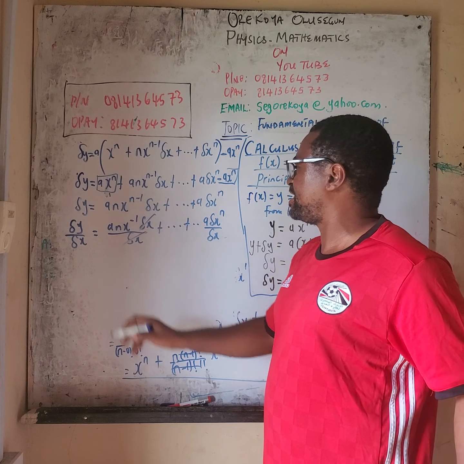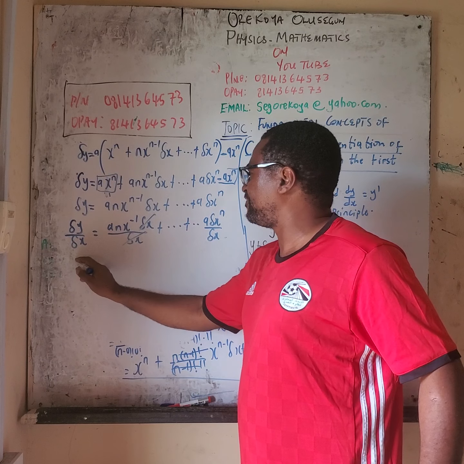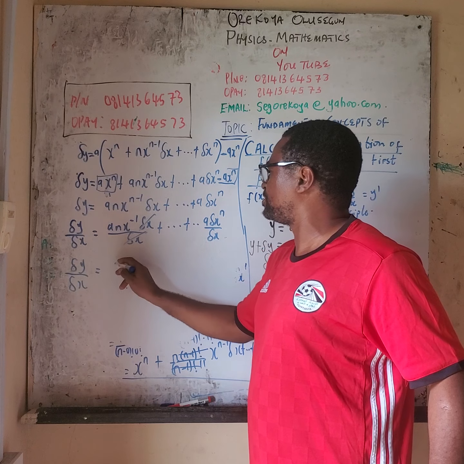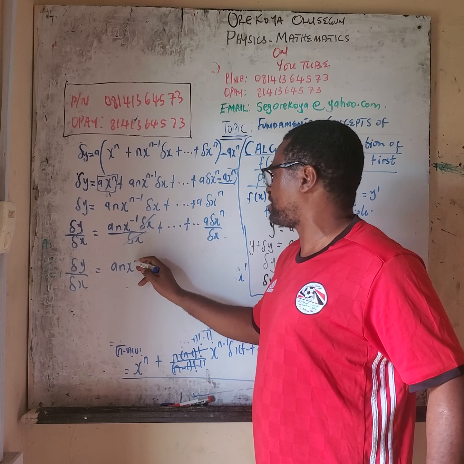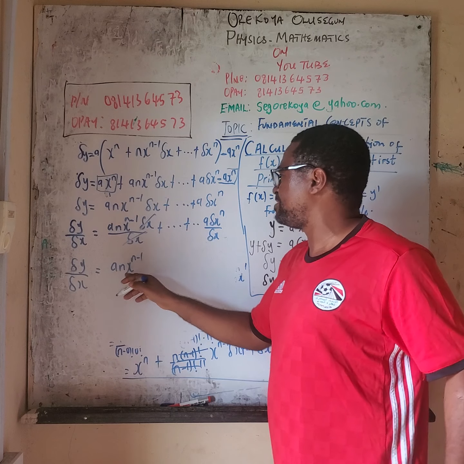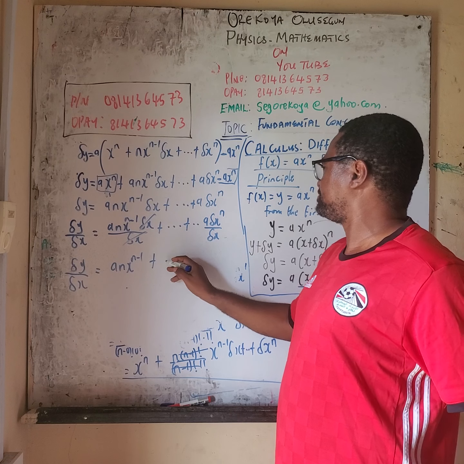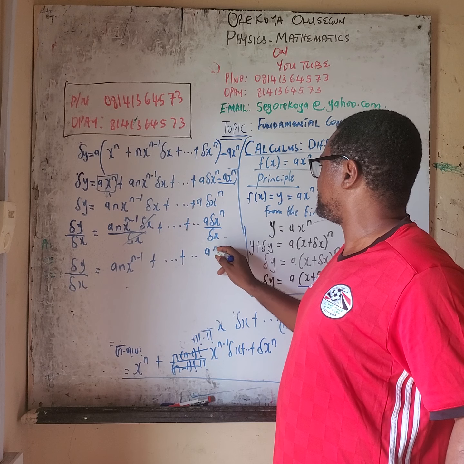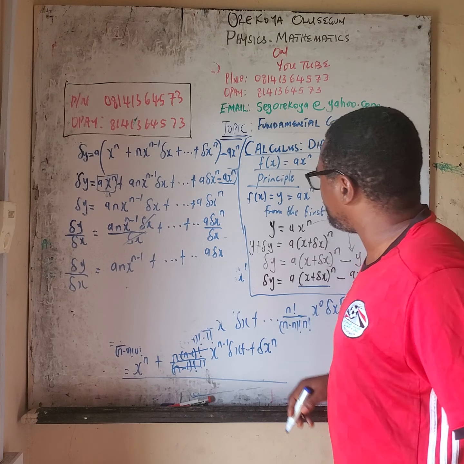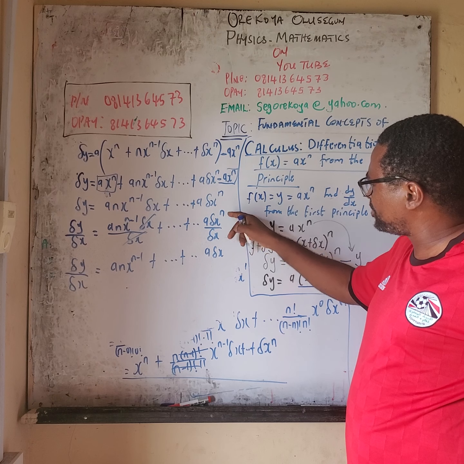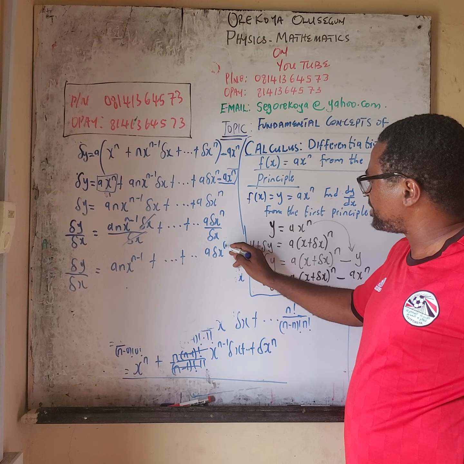Delta x cancels delta x here. So I have delta y divided by delta x is equal to an x raised to power n minus 1, then plus dot dot dot plus a delta x. From the law of indices, I can put this one in a single form, so it's going to be raised to power n minus 1.